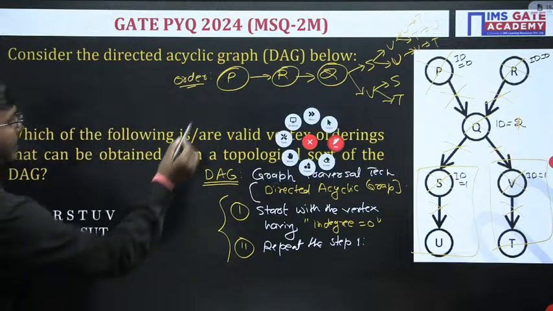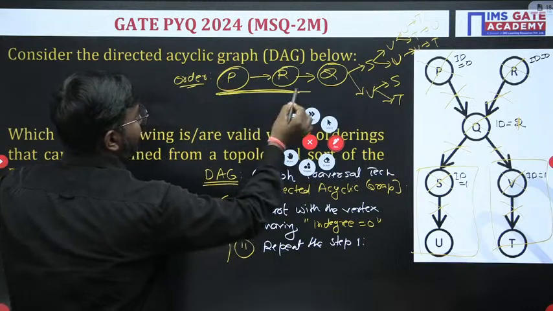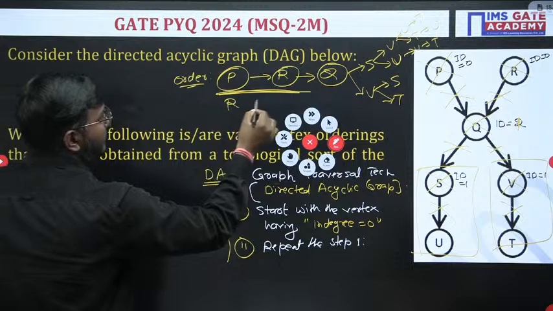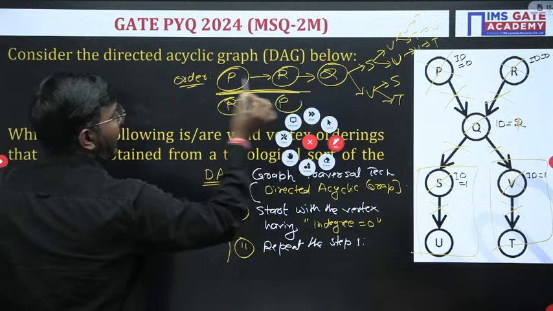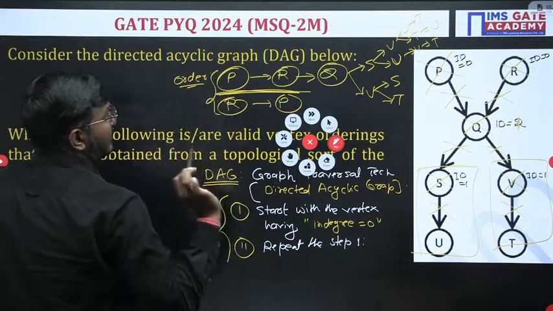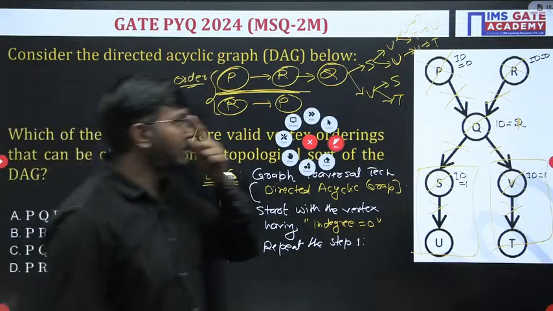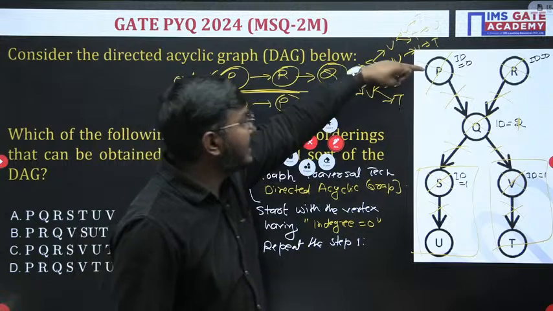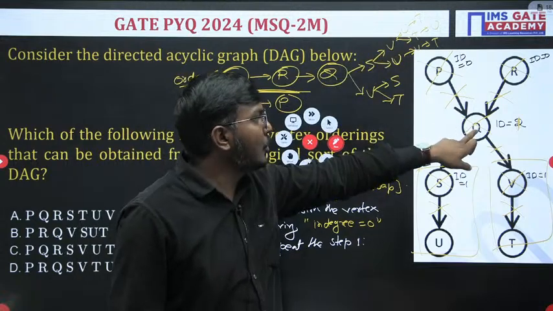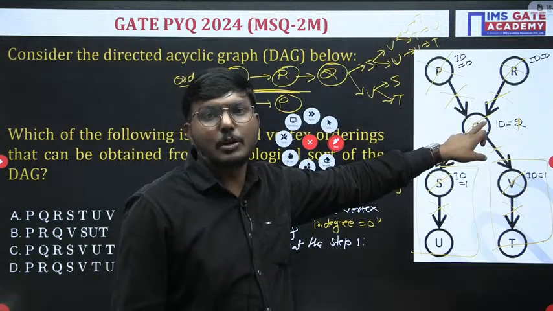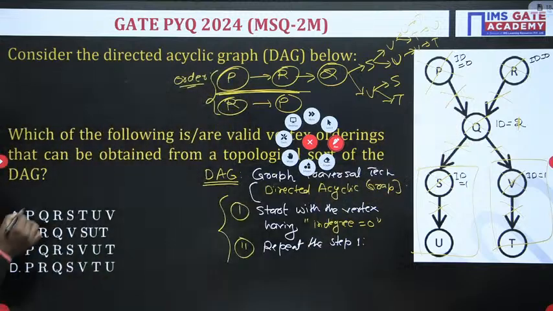So see here, P and R. If you are going for the P and R, means starting I can have the RP and I can have the PR. Both are possible combinations. Fine. So if I am going for the PR, see PQ is not possible. Why? Because if I am deleting the P, then I cannot delete the Q, because the degree of the Q is nothing but 1 only. Fine. So here both the option A and C is incorrect.